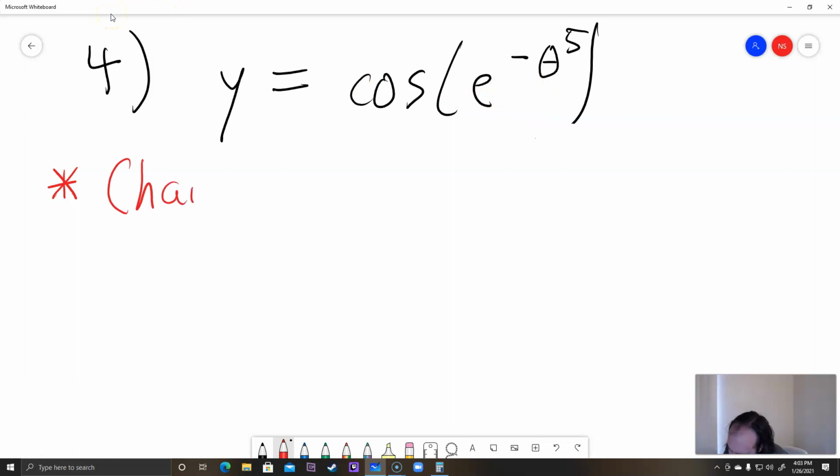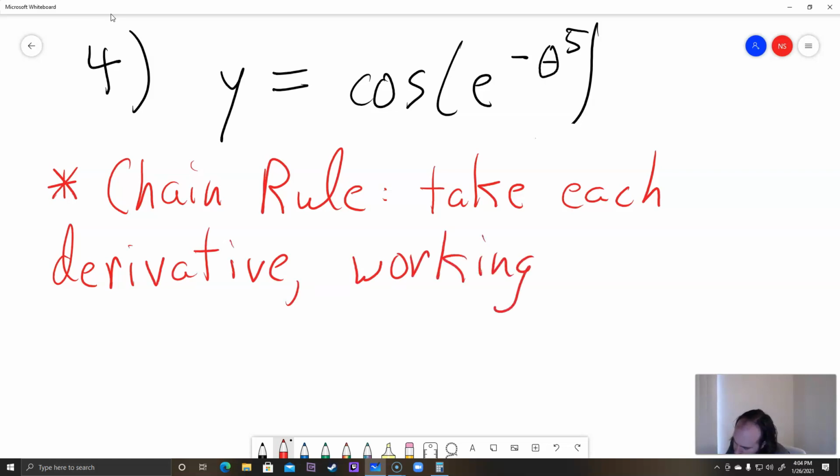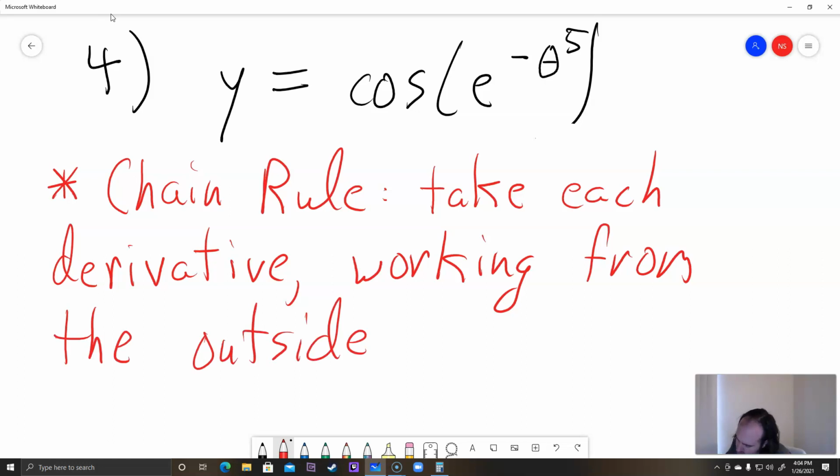So the chain rule basically says take each derivative working from the outside inward. Okay, so you start with your outermost function, and then you do your middle function, and then you do your inner function. And you take the derivative of each function, and then you end up multiplying them all together.